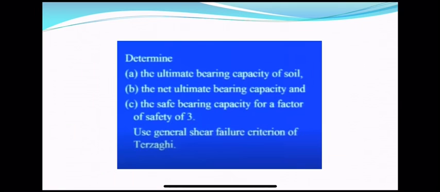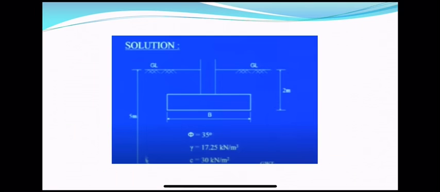Now we will use Terzaghi's bearing capacity equation to determine the ultimate bearing capacity of soil, the net ultimate bearing capacity of soil and the safe bearing capacity of soil for a factor of safety equal to 3. In this case, the general shear failure criterion of Terzaghi has been considered. Depending upon the description, this sketch shows the depth of the foundation as 2 meters, the width of the foundation, and the water table present at 5 meters below the ground surface.